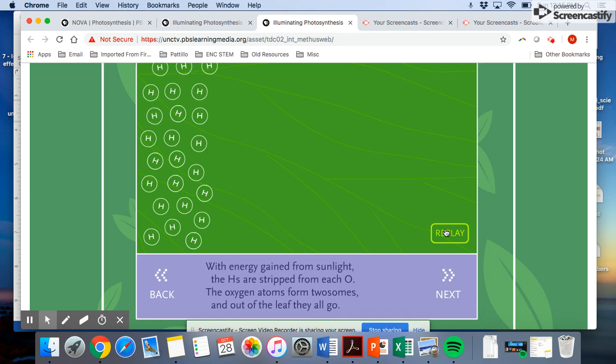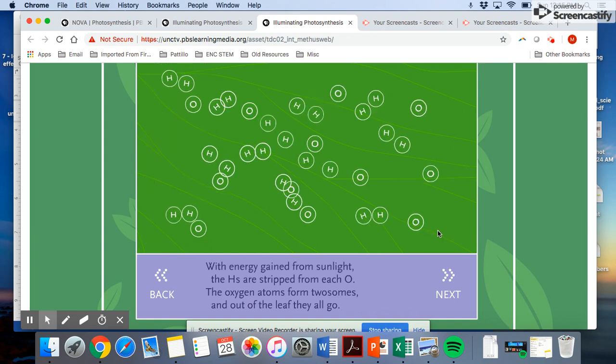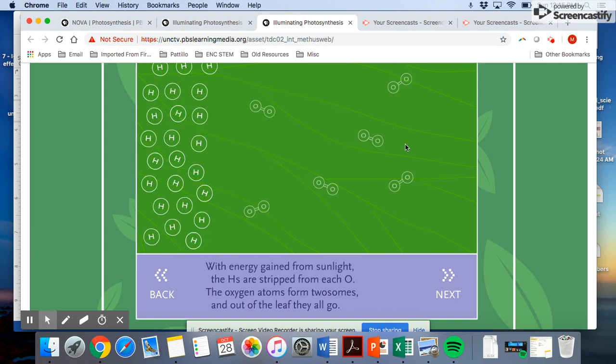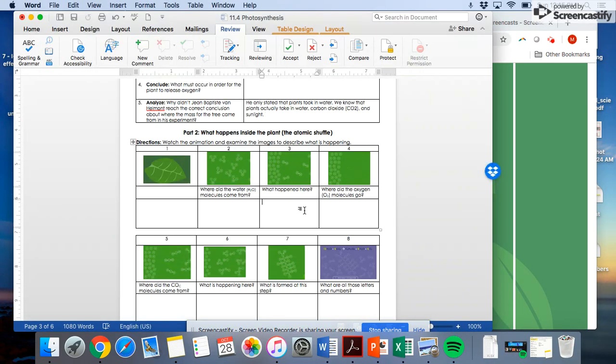Okay, and where do you think that the oxygen goes? If we see there, they're bonded as two oxygens bonded together, they disappear. They're actually released into the atmosphere. And so if you come here, you see that oxygen and hydrogen molecules separate, and then we see here, where do the oxygen molecules go? They are released into the atmosphere.